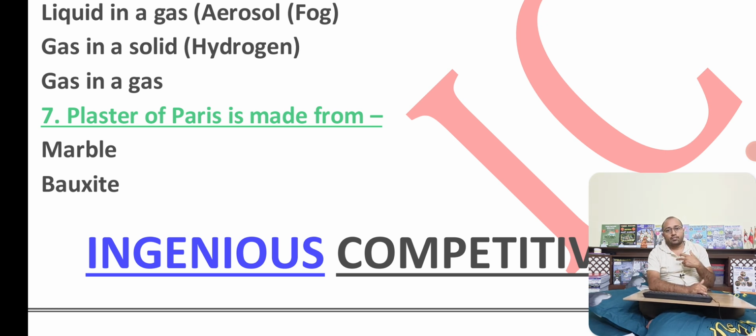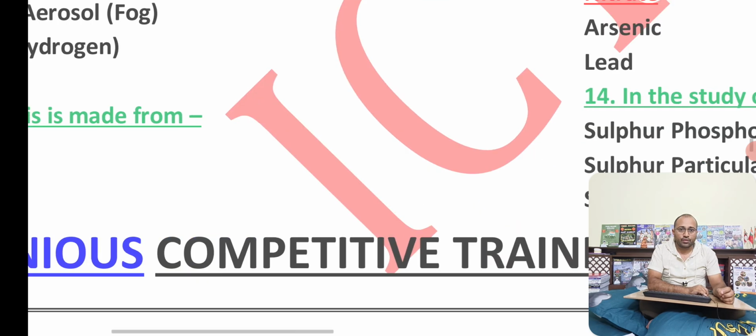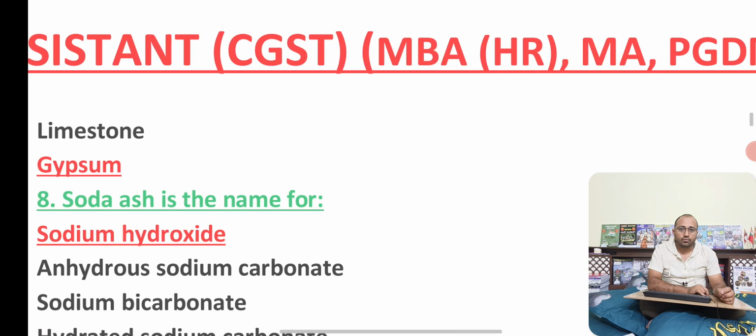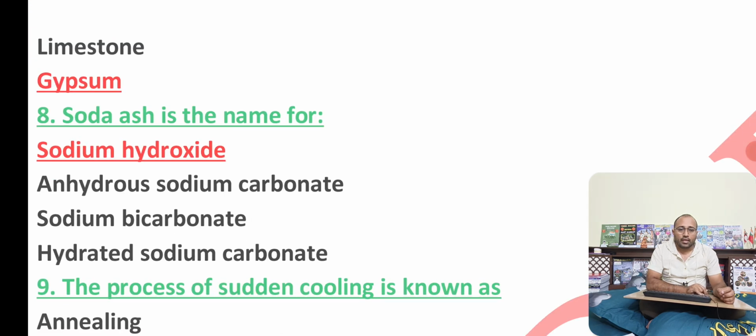Plaster of Paris, we call it POP. We know that in homes we put POP around the hand, it is a POP, guys. Now we have something very important. Plaster of Paris is made of gypsum, guys.